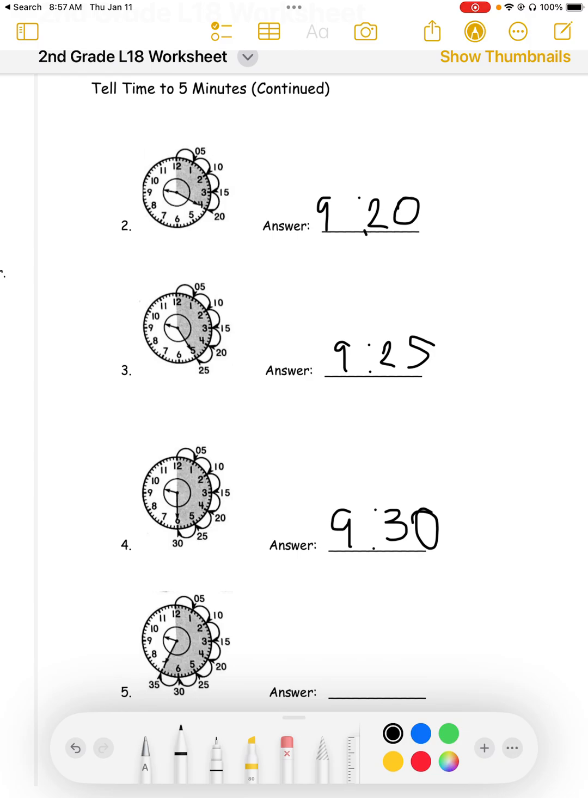So for question number 5, the smaller hand is still pointing at the 9. It's not pointing at the 10. So it'll be 9 and count by 5. 5, 10, 15, 20, 25, 30, 35. So it will be 9:35.